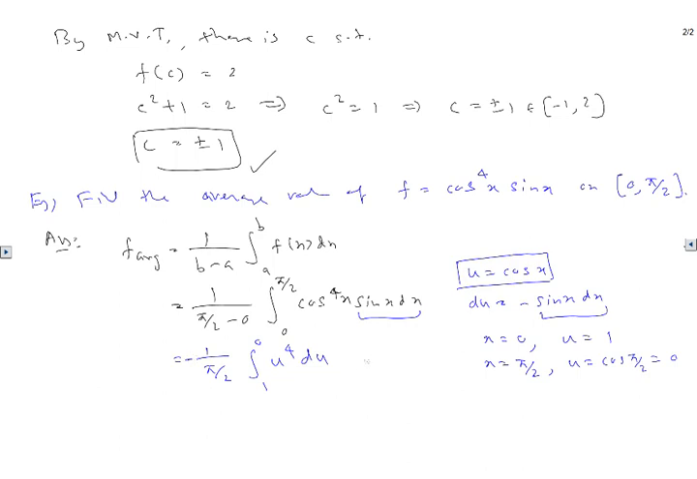This is very easy to integrate. It is simply negative 2 over pi times u to the 5th over 5 from 0 to 1. Then you plug in the values: negative 2 over pi times 0 minus 1/5. If you simplify, you're going to get 2 over 5 pi.